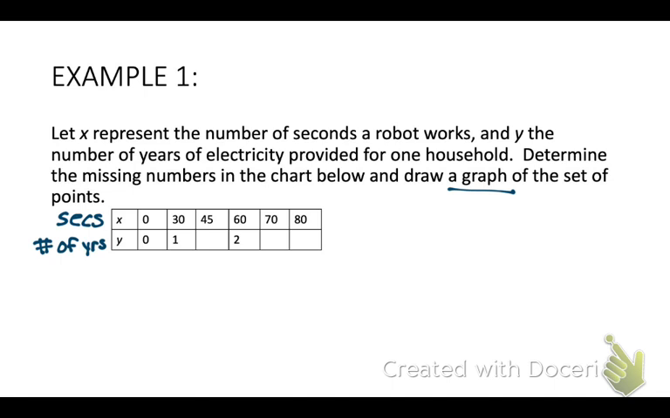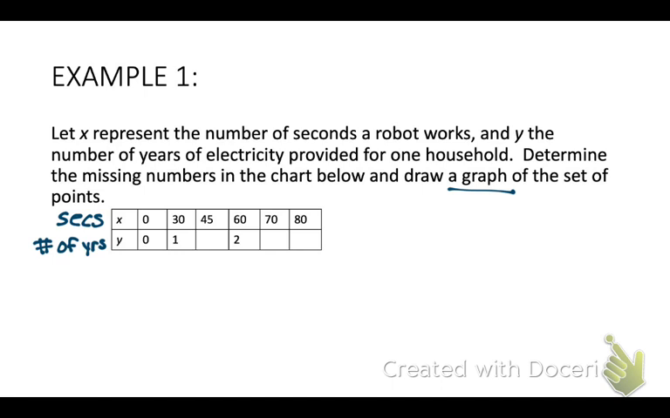Okay, so now let's fill in the blanks. I'm going from 0, 0 to 30, 1. So it would be 45 to what? How would we figure that out? Oh, I know. Go for it, Rowan. 1.5.